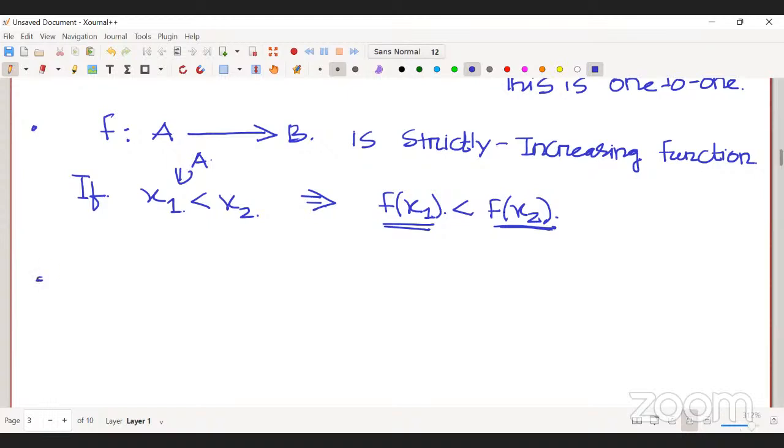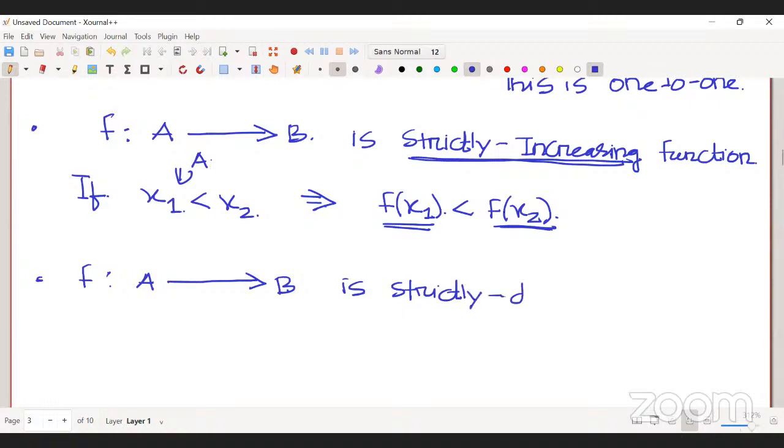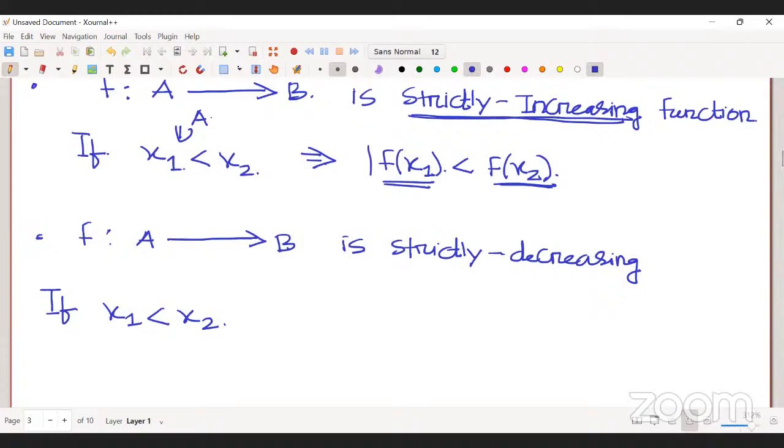And the second class is, so one class is strictly increasing function, and the second class is strictly decreasing function. Okay, so a map from A to B is strictly decreasing if it reverses the order. So what does it mean? If x1 is greater than x2, it will reverse the order.